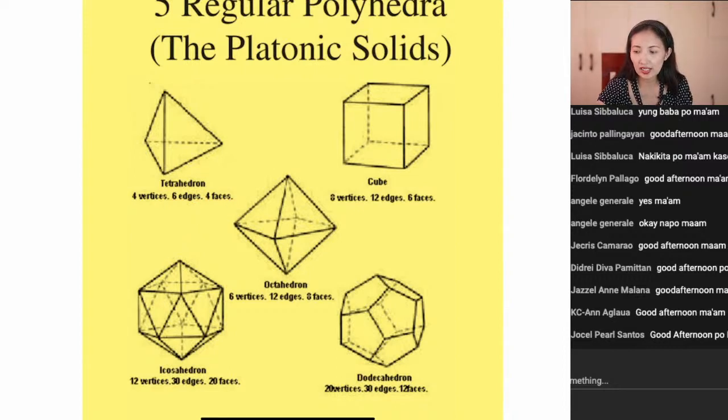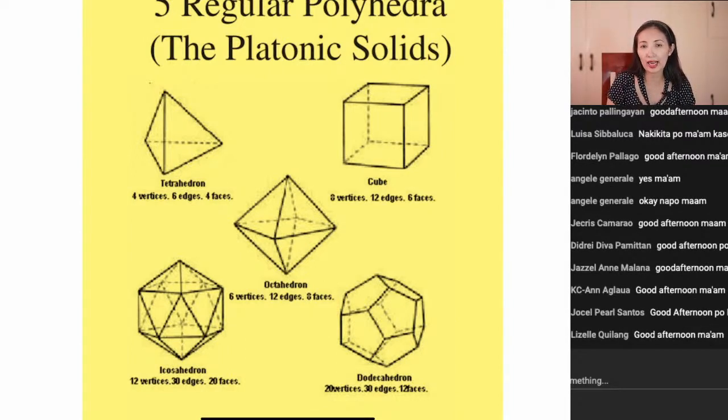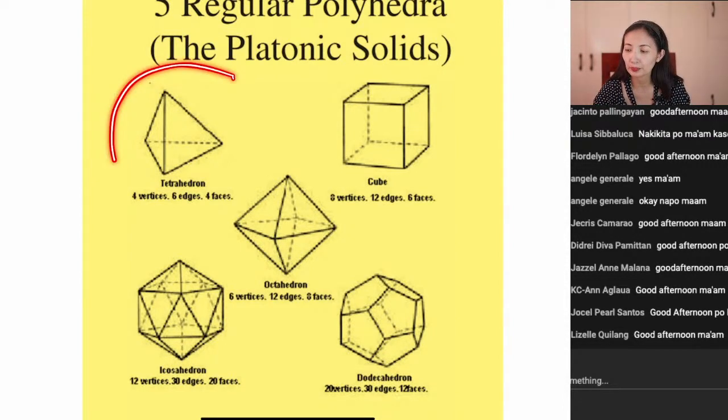Edges are these: 1, 2, 3, 4, 5, and 6. Those are the edges. When we speak of faces, this part. One triangle, another triangle, third triangle, fourth triangle. So, how many faces? 4 faces and 6 edges. The faces are all equilateral triangles. This is a tetrahedron. The next is a cube.